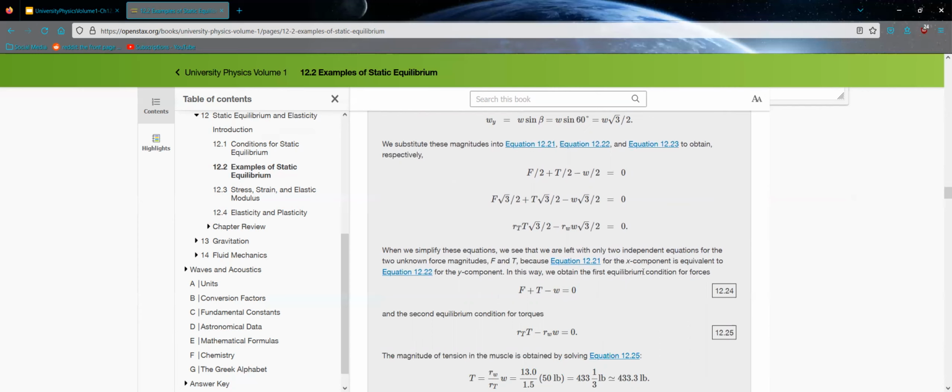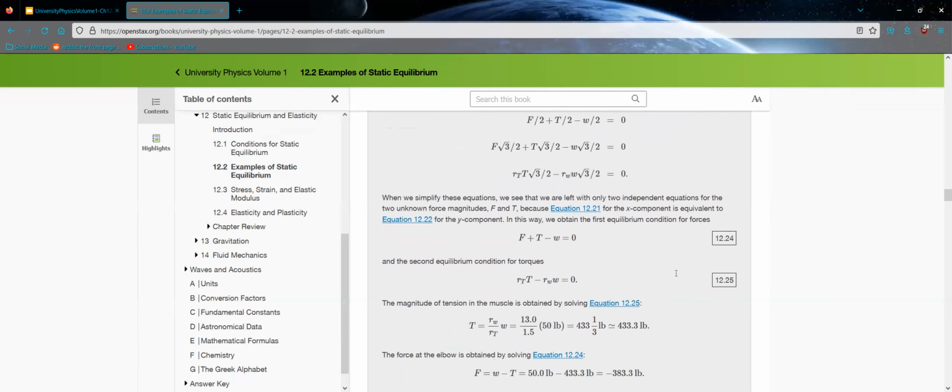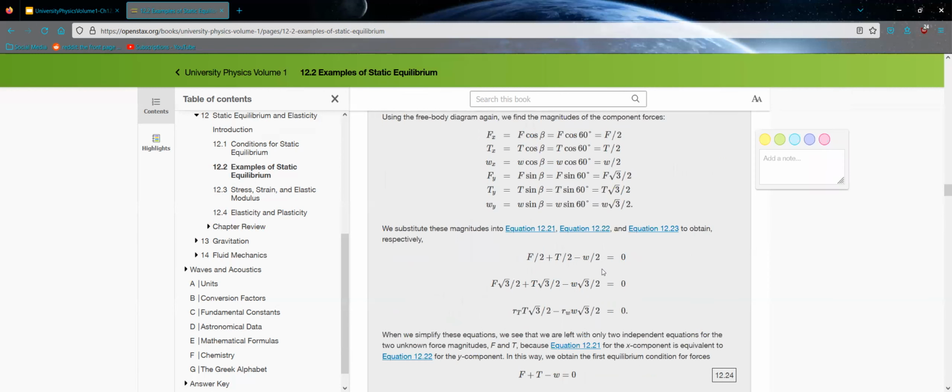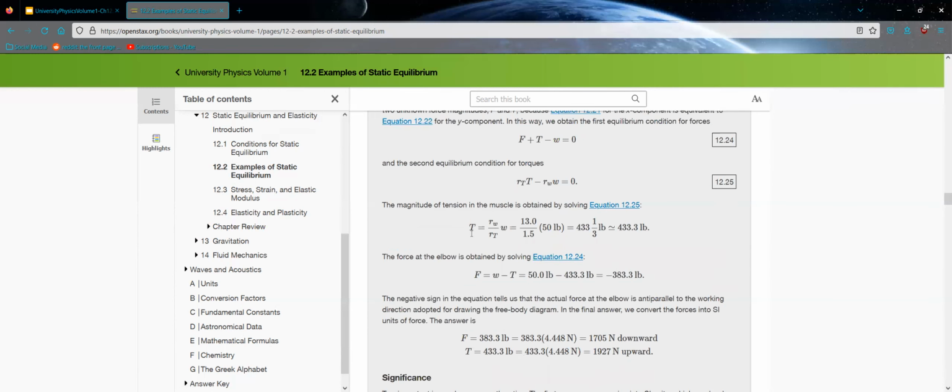Because equation 12.1 for the x component is equivalent to equation 12.2 for the y component, you can essentially obtain the first equilibrium equation, which is your F plus your T minus your W, or your force plus your, right? Your force plus your tension, not torque, sorry, capital T is tension. Your force plus your tension minus your weight equals 0. And then, of course, your second equilibrium, your rotational forces are summed to 0. And then we simply plug and chug in our known equation to solve for what we don't have.